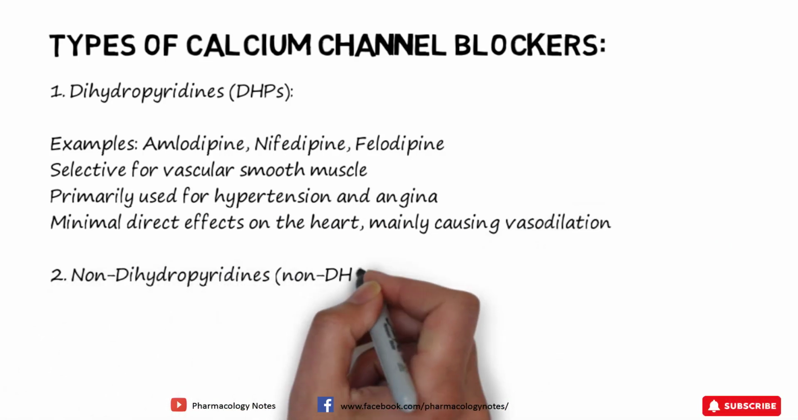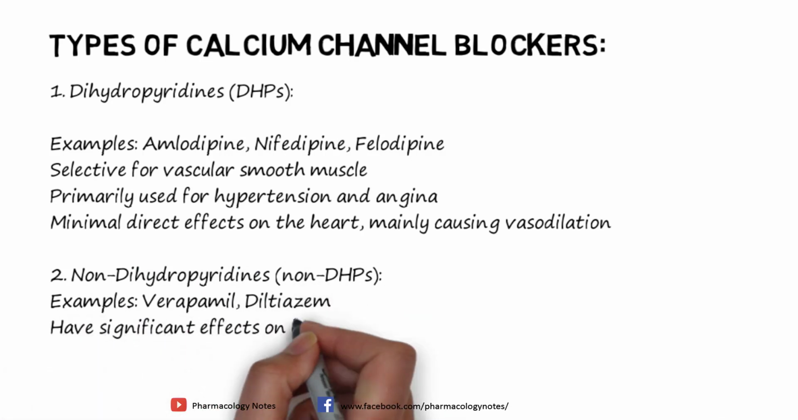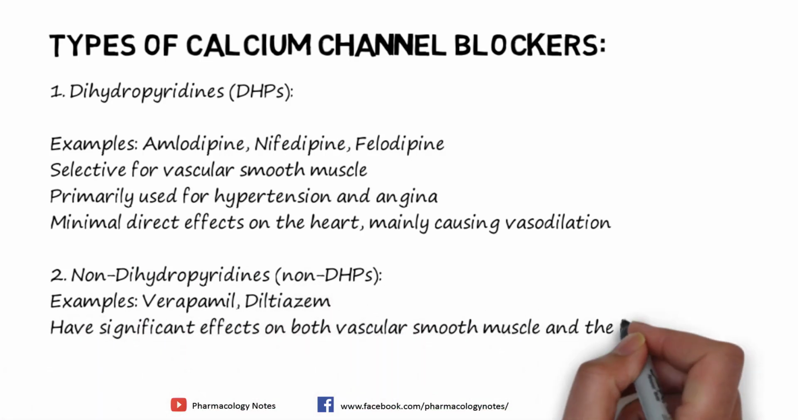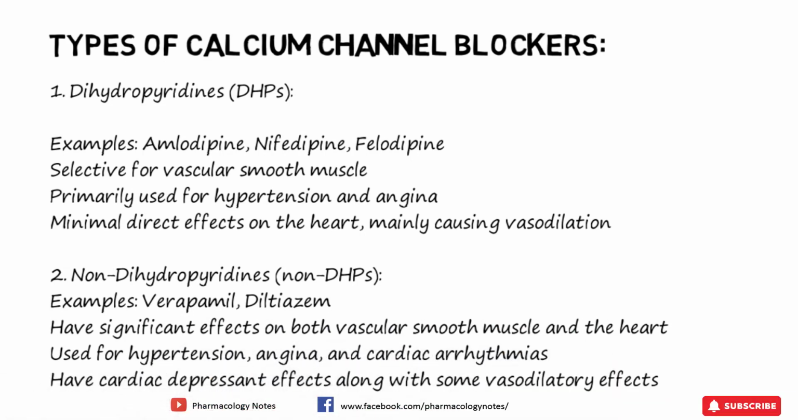The second class is non-dihydropyridines, non-DHPs. Examples include verapamil and diltiazem, and they have significant effect on both vascular smooth muscle and the heart. Used for hypertension, angina, cardiac arrhythmias, and depressant effect.